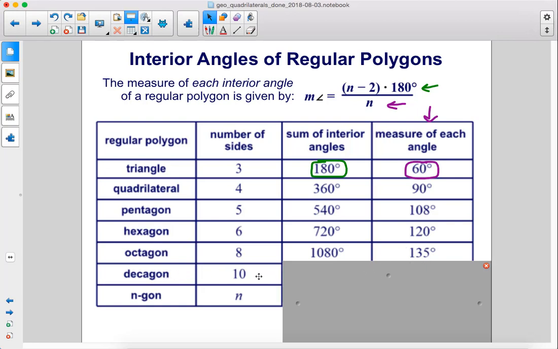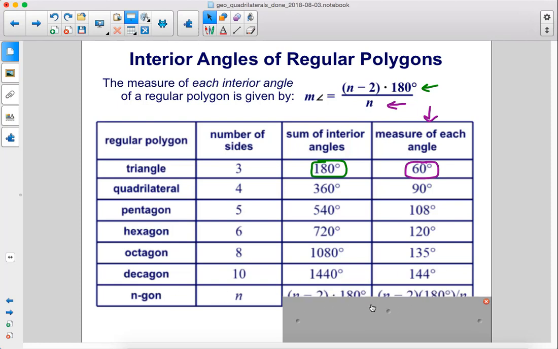With the decagon, we have 10 sides, so 10 minus 2 is 8 times 180 gives us 1440. 1440 divided by 10 is 144 degrees. Finally, the formula that we can use is this. So the top portion of this fraction is how you find out the sum of the interior angles, and then just take that divided by n, and you get your measure of each angle.